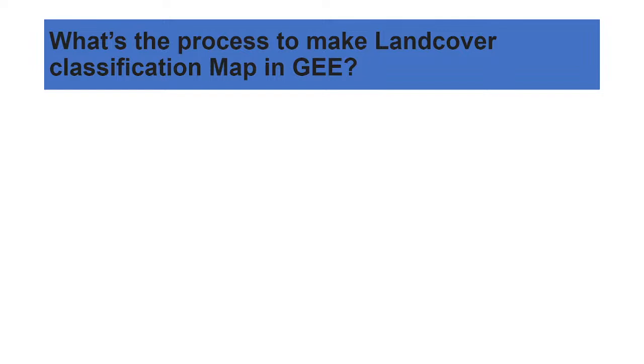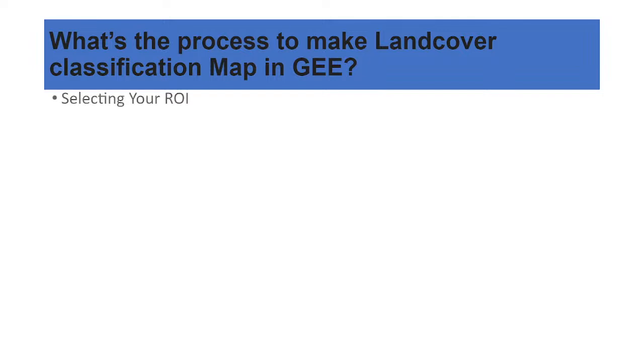So now, what is the process to make a land cover classification map using the Google Earth Engine platform? Any kind of supervised algorithm, suppose you want to apply random forest, classification trees, or support vector machine, any algorithm you can apply, but our process will always be the same. You can apply this process with any type of supervised algorithm.